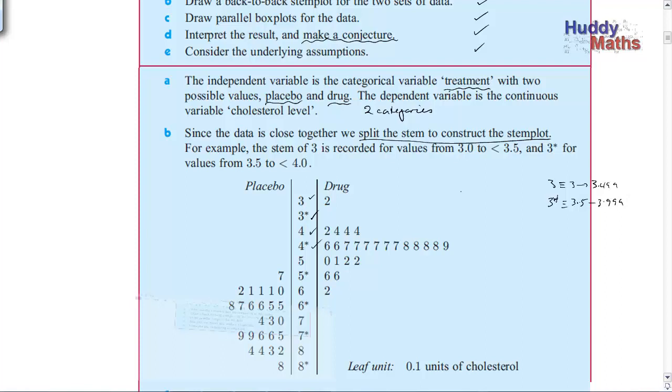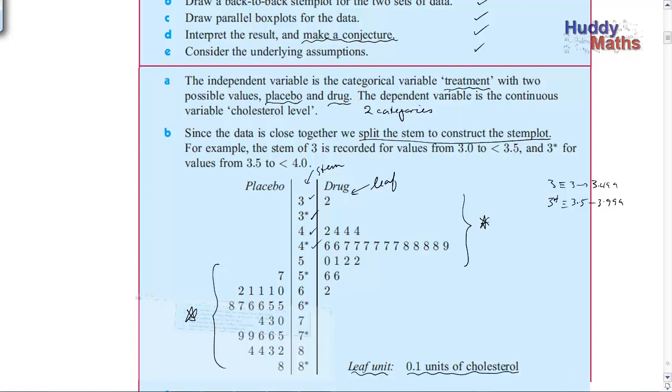Okay, so listing them out, there's the ones with the drug, and here's the ones with a placebo. And don't forget your leaf unit, some statement here about what the meaning of all that is. So you have the stem, remember, and the individual scores are the leaf entries. And you can see it looks like down here the placebo has left the cholesterol fairly high, whereas the drug results are lower. That's our initial observation there.